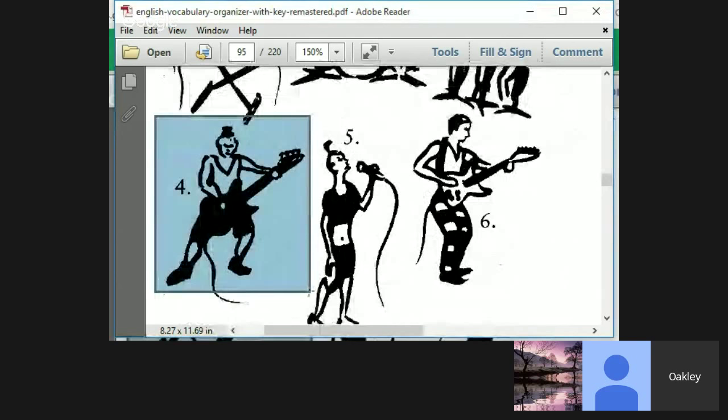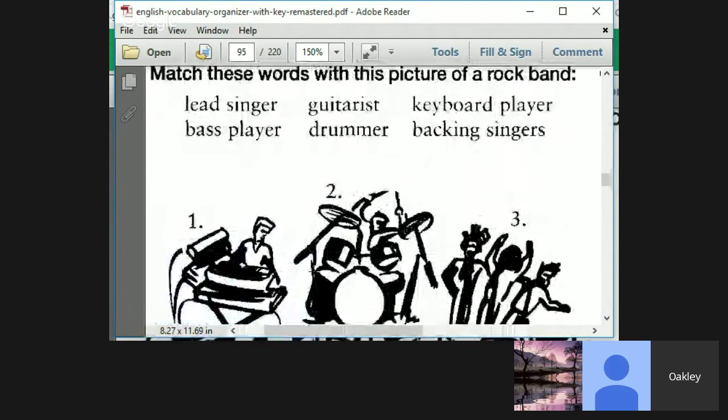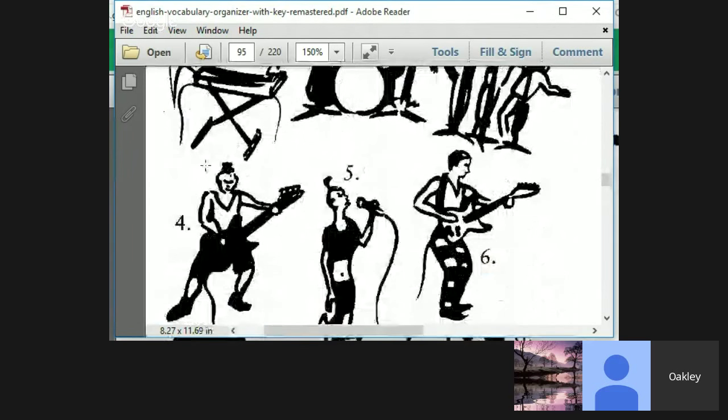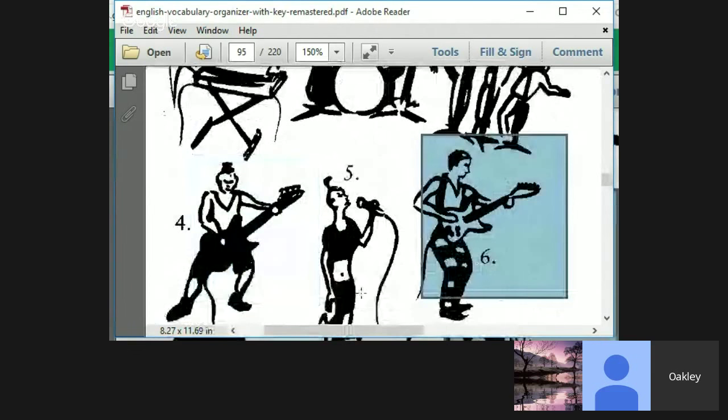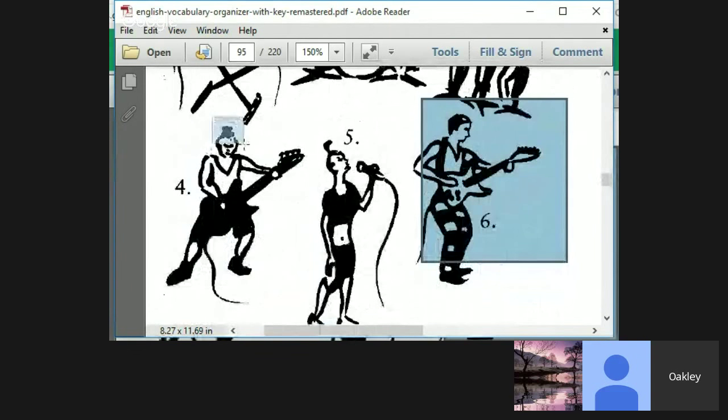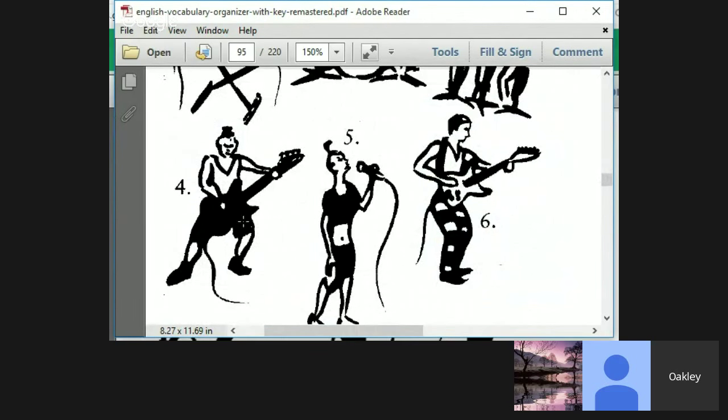Okay, Rodrigo, number four. Guitar. Okay. Is it the guitarist or is it the bass player? Let me see. Bass player, yeah. Why do you think so? There are four strings. You can tell? I can't tell. I mean, I think he's a bass player because of his radical hairstyle. That's what I think. And maybe his stance as well. Yeah, with a more wide open stance here, as opposed to the guitarist.